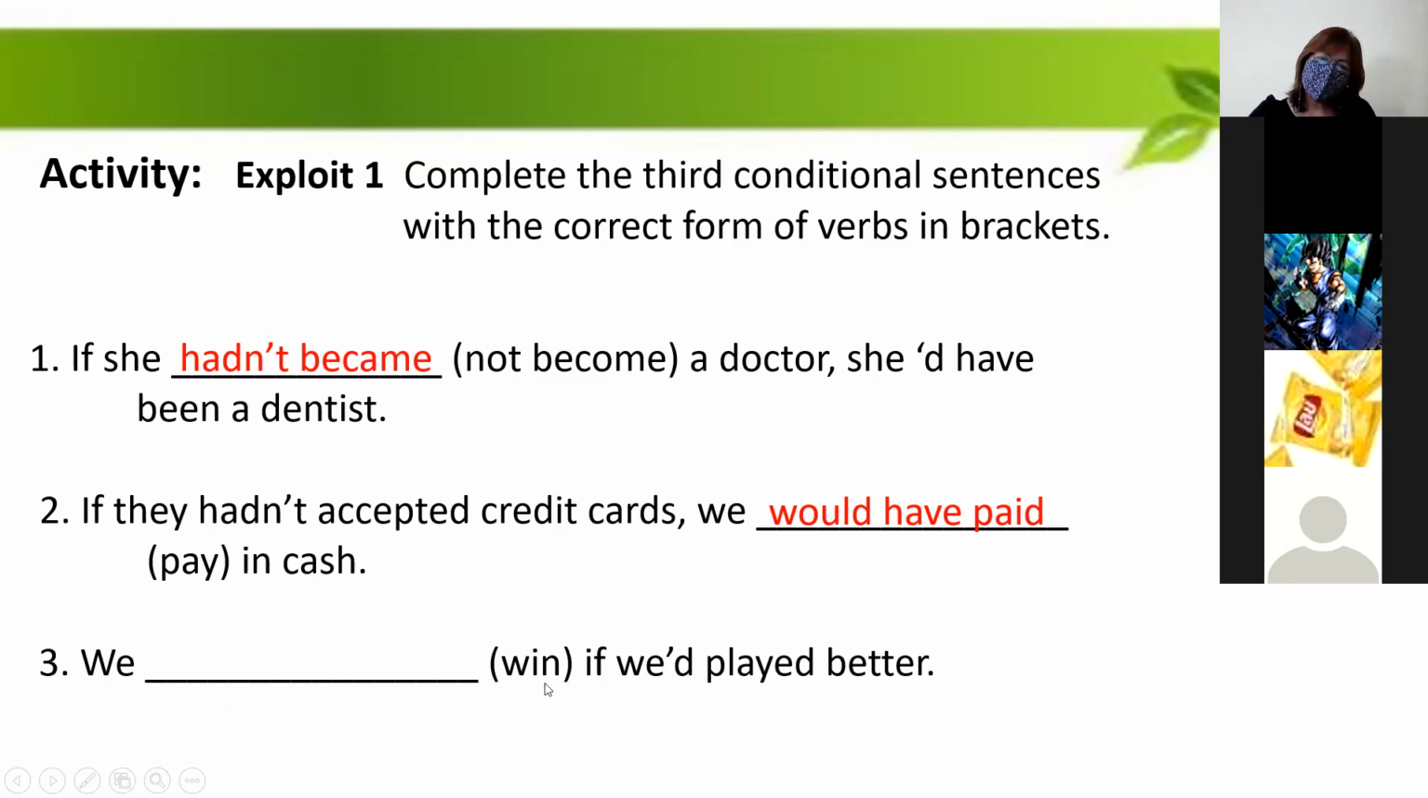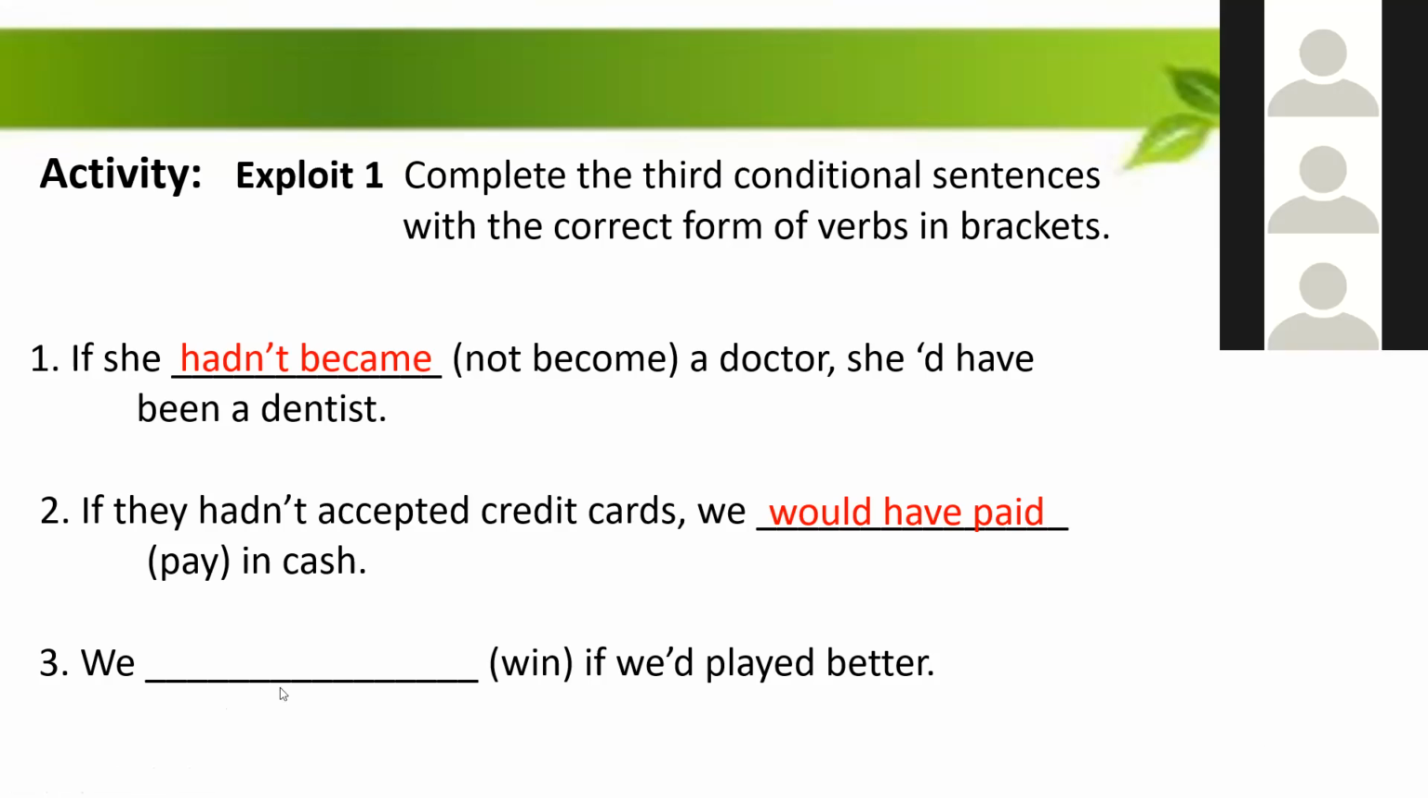Win is our verb. Prem. Win. You have to change. Look at this one. The if clause here is in the second clause. It's the second sentence. We blank if, this is the past participle, right? We would have. What is the past participle of win? Won. Won, good. We would have won if we played better. Okay, very good, Prem.